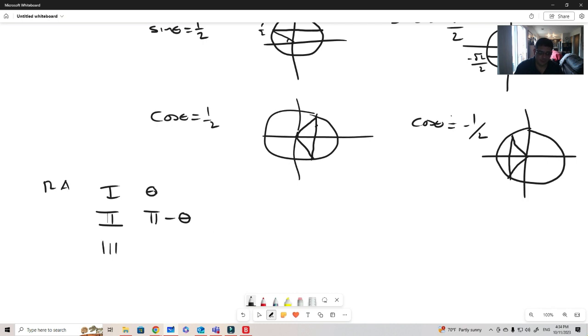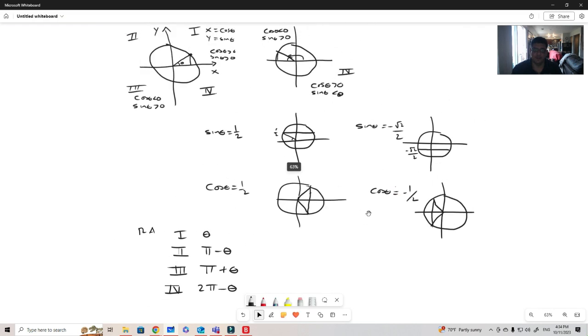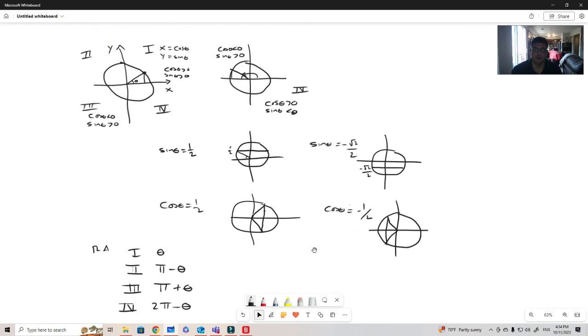If it's in the third quadrant, then the angle is going to be defined by the reference angle theta plus pi, so pi plus theta. And of course, if it's in the fourth quadrant, then I've got to do 2 pi and subtract the reference angle to obtain the angle that I'm trying to get. So hopefully this is a brief reminder of the stuff that we can get from the unit circle.